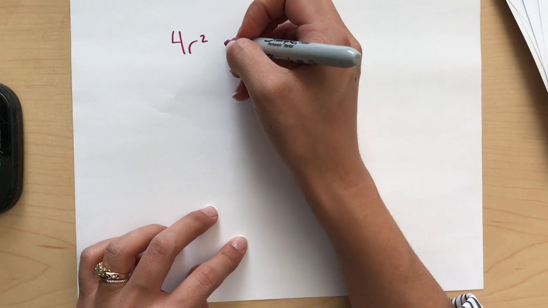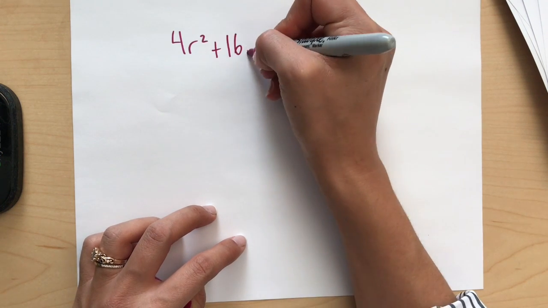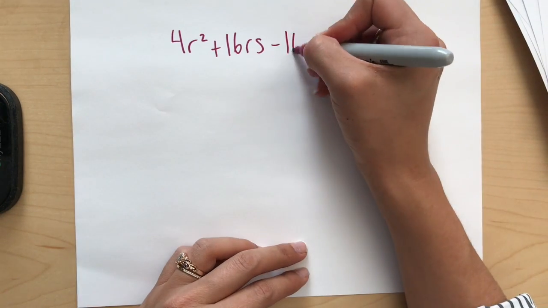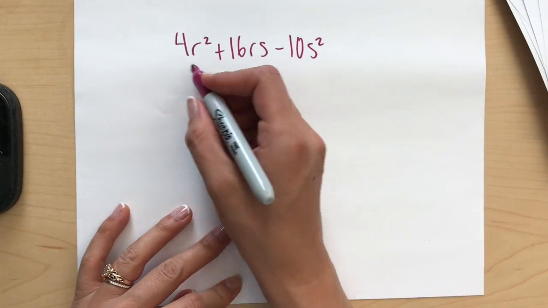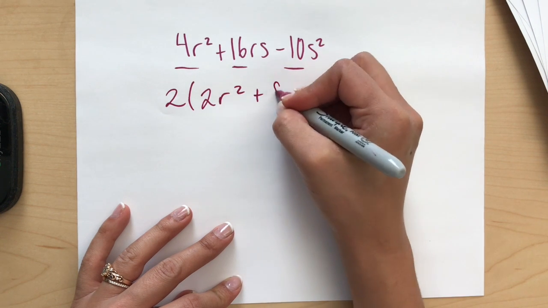We are going to do, I think, one last example. So we have 4r squared as our first term. I know that I'm going to have to do that big X, the big box, or at least I think I'm going to have to do that. Then we have 4r squared plus 16rs minus 10s squared. So I realize first that there is something that all of these have in common. It's 2. Okay, so very important note.